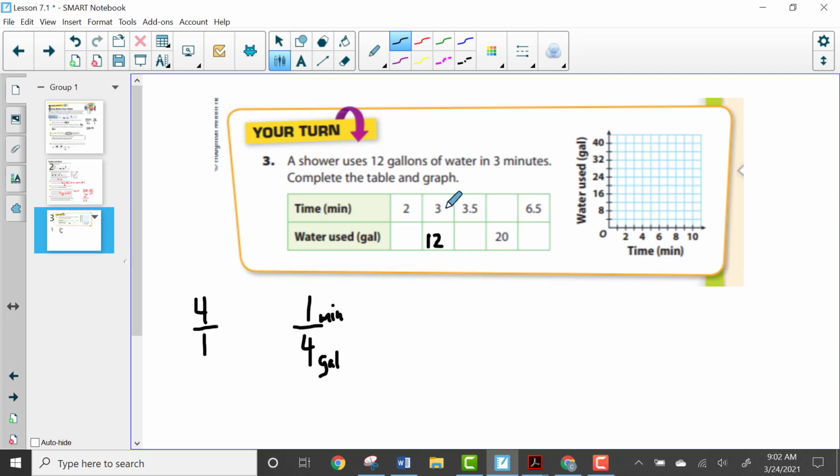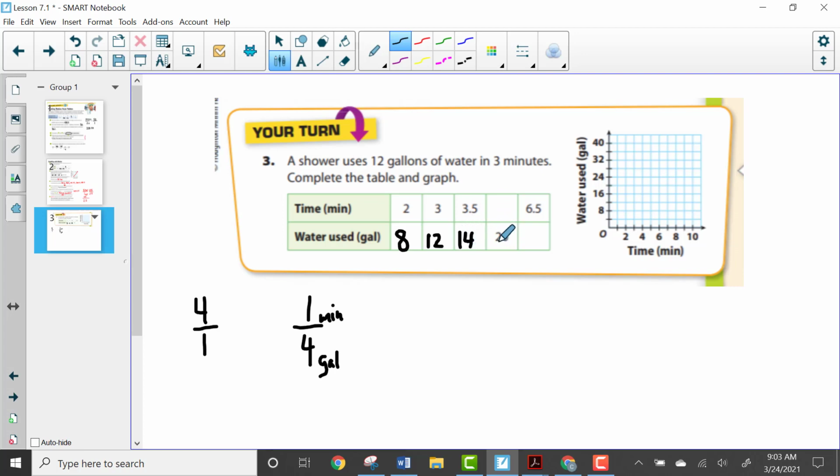All right, so if we multiply 3 times 4, that's going to give you 12. What do you do to 2? What do you get when you multiply 2 times 4? That's going to give you 8. Now when we think about 3.5 times 4, that's going to give us 14.